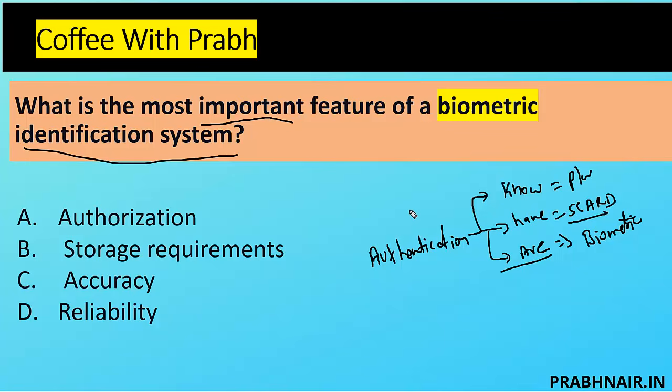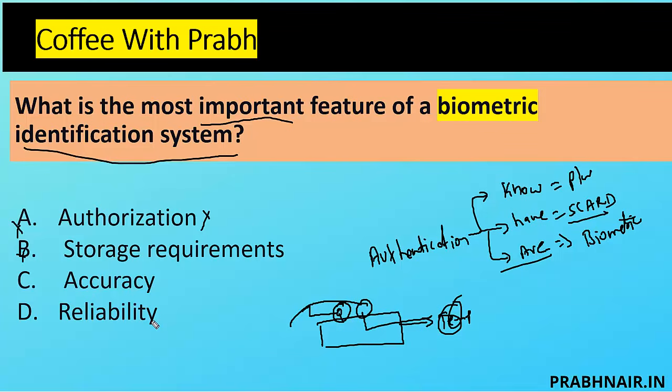Okay, so what is the most important feature of a biometric identification system? Option A, authorization. Authorization is not an important feature because it is an authentication solution. So A is removed. Storage requirement is one of the necessary requirements because in biometric, the first time any user registers, suppose we are registering fingerprints, you place the finger on the scanner, it reads the fingerprints and stores the information in the form of a template. Next time when you place the finger, it captures that particular template and compares it against the stored template. So A and B are removed. So storage is not an important feature.